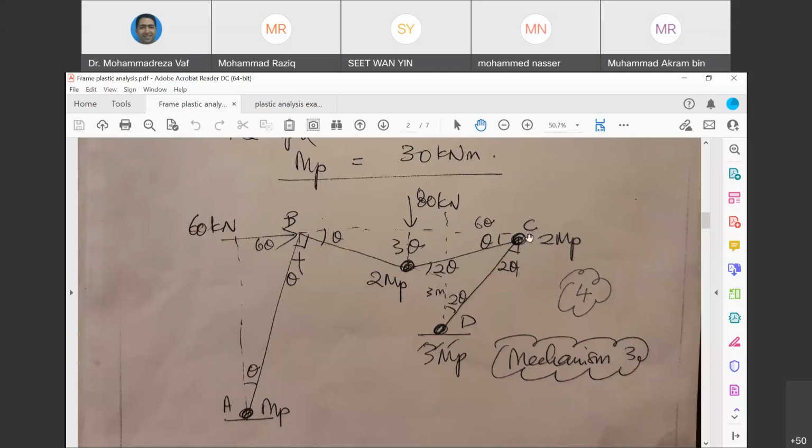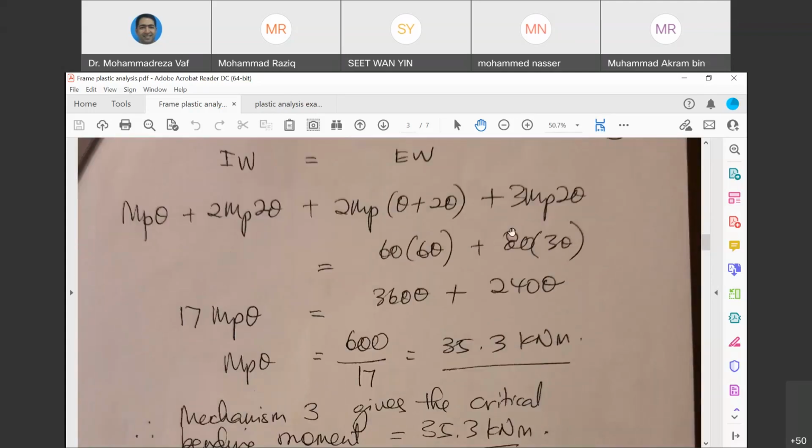Therefore, when you are calculating the internal work at this hinge, you need to sum up these two rotations. 2 theta plus theta is the rotation of this hinge. The theta comes from the beam rotation and 2 theta comes from the column rotation. Therefore, the total rotation in this joint is 3 theta. So when we want to calculate the internal work, 2 MP should be multiplied by 2 theta plus theta. And at the base, we have 3 MP multiplied by 2 theta. So this is what you see has been given to you.